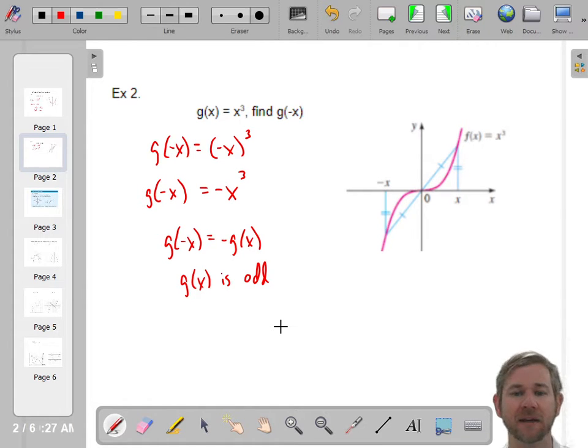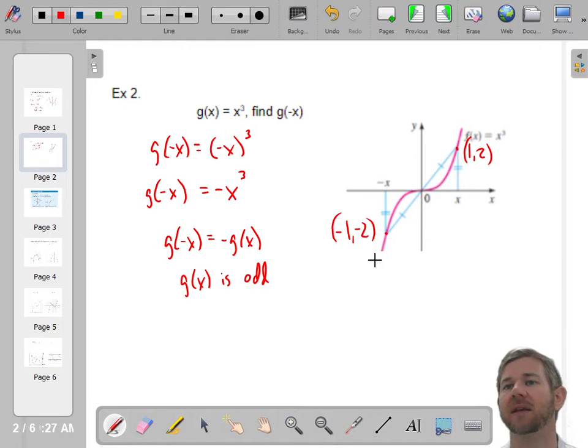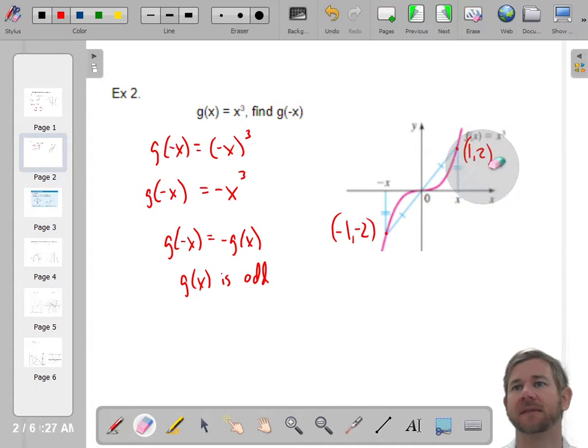And what's happening here is there is symmetry, but it's symmetrical about the origin. It's rotational symmetry about the origin. If you plug in x and you get a y value, like I'll make up a number, let's say you get 1, 2. Down here, if you plug in negative 1, you will get negative 2. So this is a rotational symmetry. They're going to be opposites.